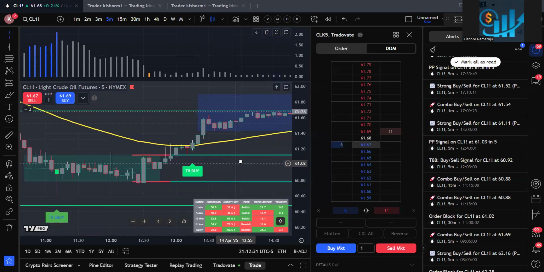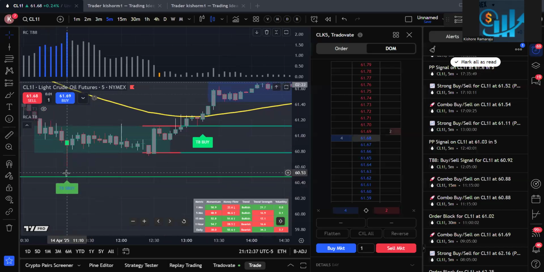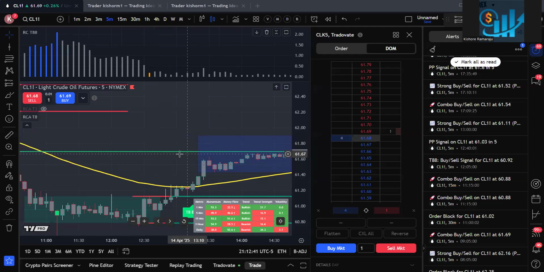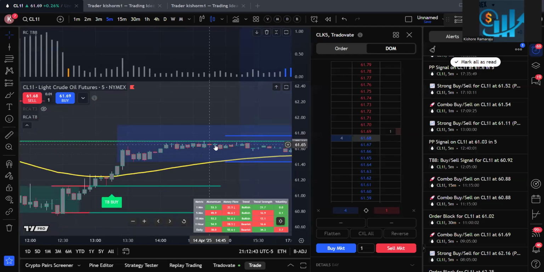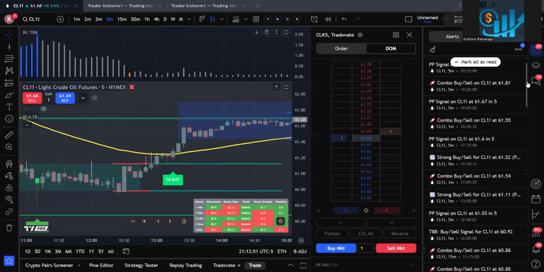So your T8 also shows you support and resistance. Here you got above the support, and it went all the way till the next support level. You can put the profits at the next support level. But yeah, that is working very, very good.